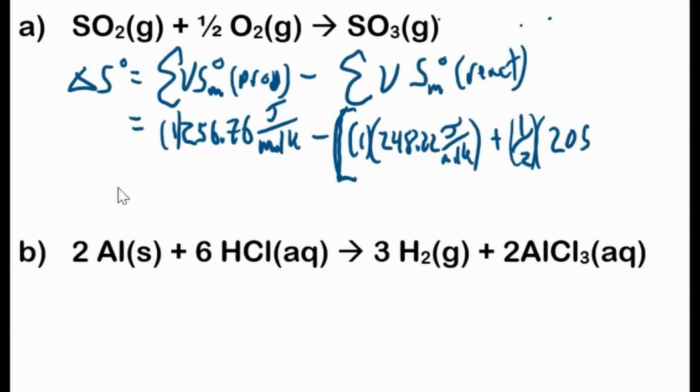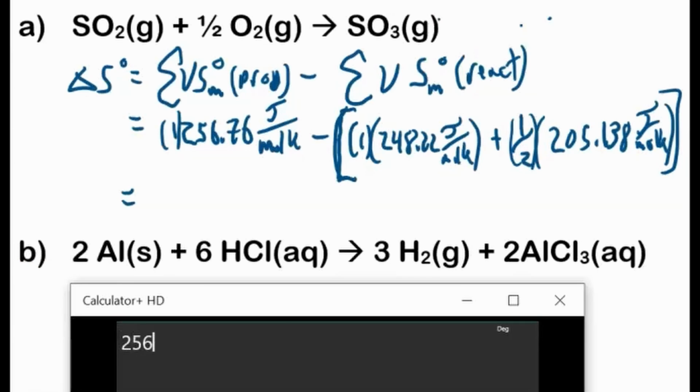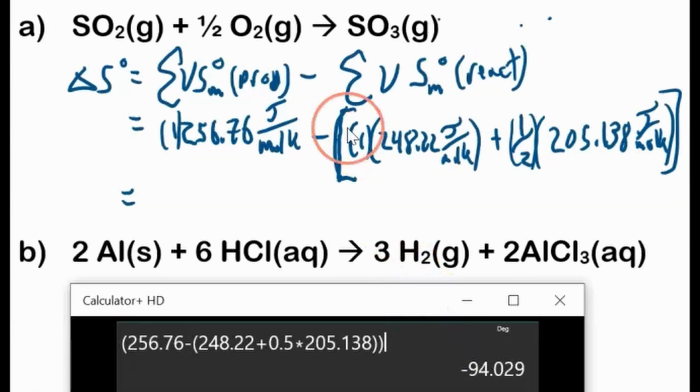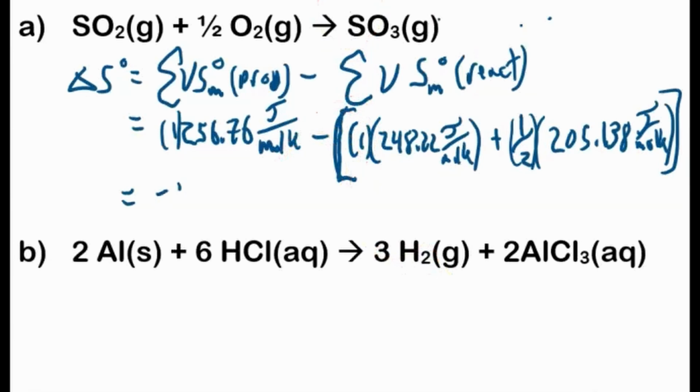205.138 joules per mole Kelvin. And we'll close the brackets. Okay, now we'll plug this into our calculator. 256.76 minus bracket. I won't include the 1. 248.22 plus 0.5 times 205.138. Close brackets. Looks good. So negative 94.029 joules per mole Kelvin.